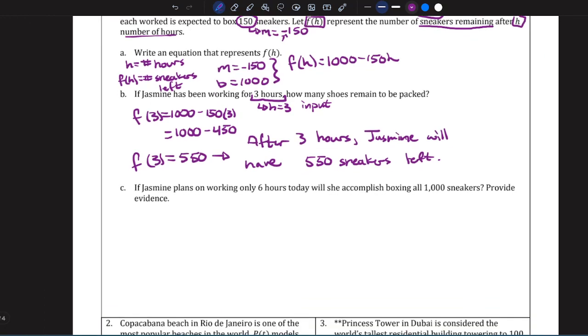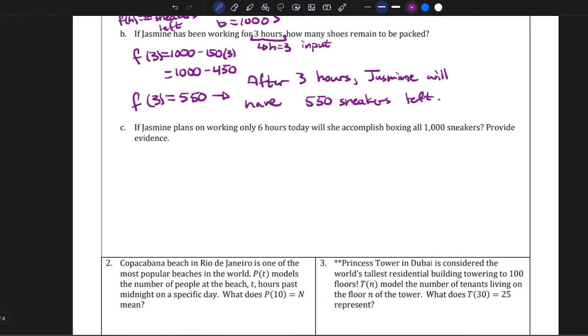All right, and so now part C. If Jasmine plans on working only 6 hours today, will she accomplish boxing all 1,000 sneakers? Provide evidence. And so there's actually 2 ways to do this. Now, I'm going to opt for just taking the 6 hours and see if we're able to get through all 1,000. The reason for that is this is going to be an h value, which is an input. And so for us right now, I think substitution is just easier and quite honestly faster than trying to use this 1,000 as an output value and then compare it to the 6.